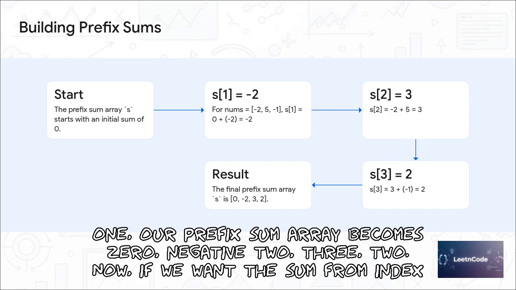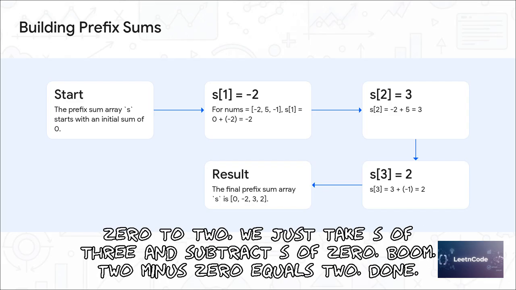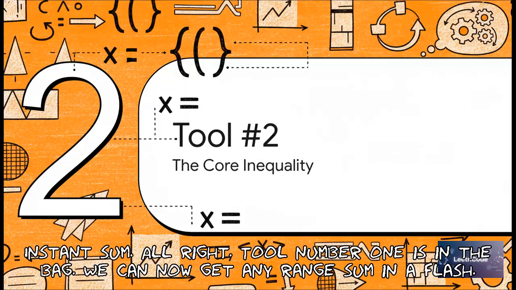Now, if we want the sum from index 0 to 2, we just take S of 3 and subtract S of 0. Boom, 2 minus 0 equals 2. Done. Instant sum. All right, tool number 1 is in the bag. We can now get any range sum in a flash.